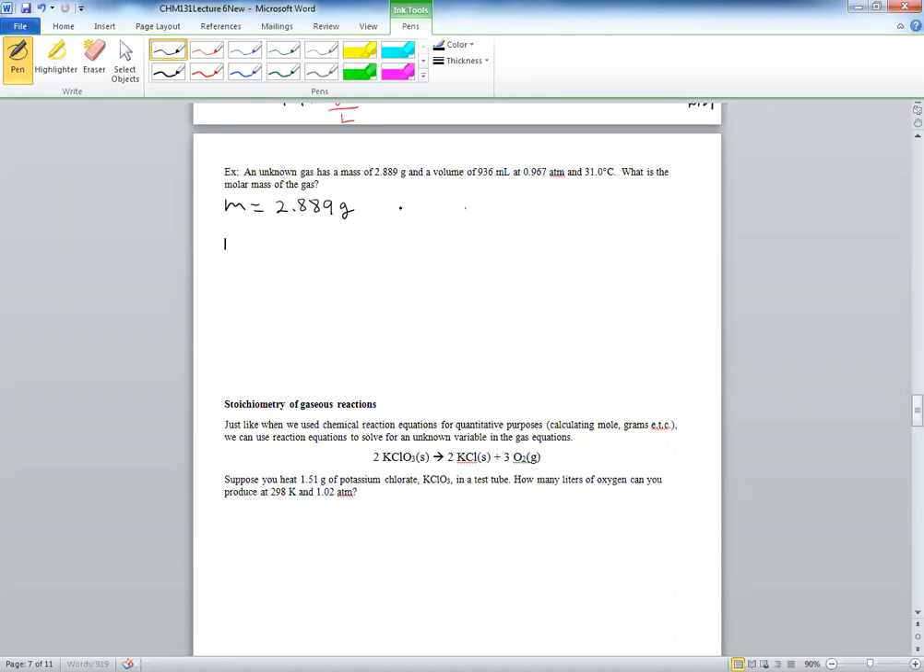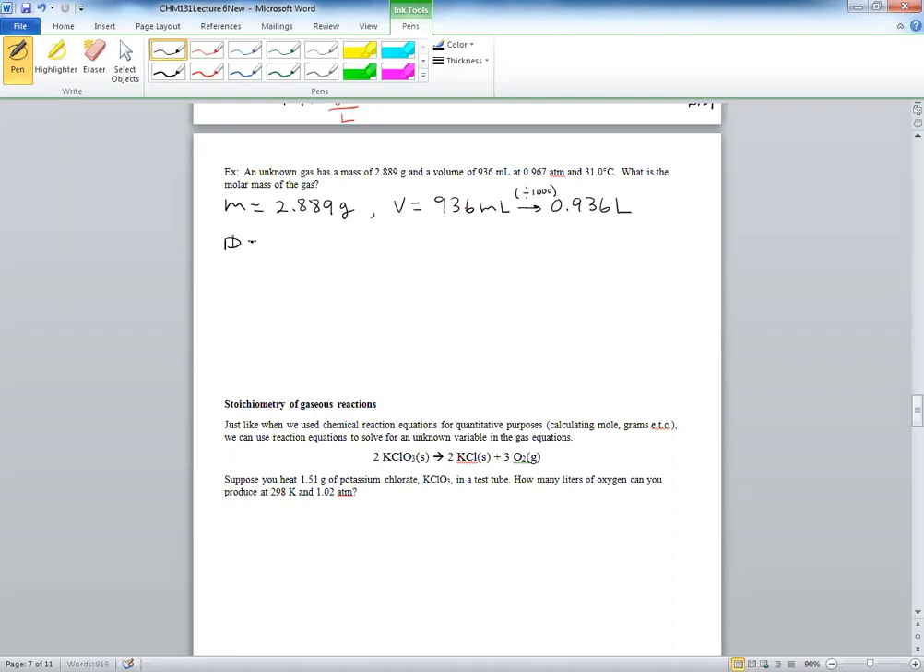Now, remember, we talked about mils. We don't want it in mils. We want it in liters. So we divide by 1,000, so that's 0.936 liters. Remember, we divide by 1,000. So we have the volume and the mass. So we can calculate the density right now, or we can actually plug it into the equation.